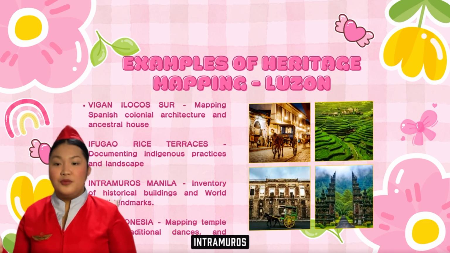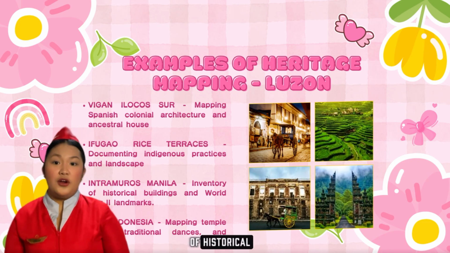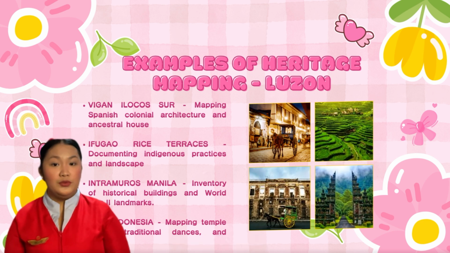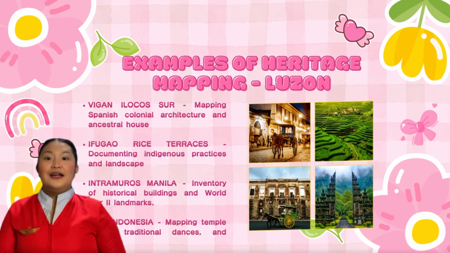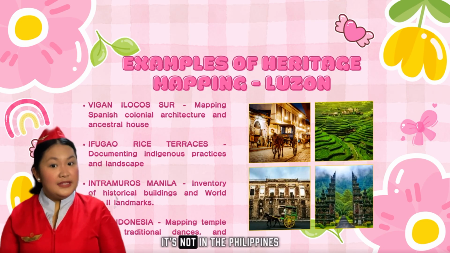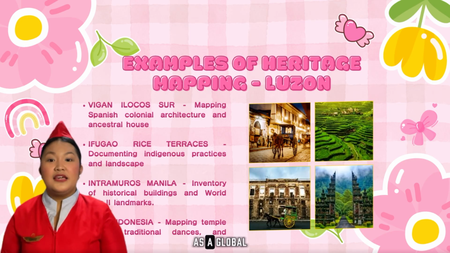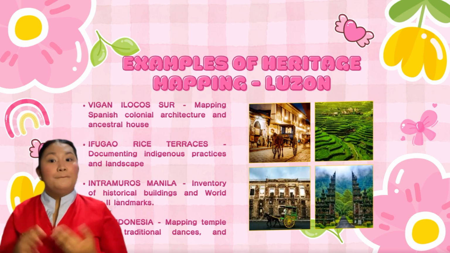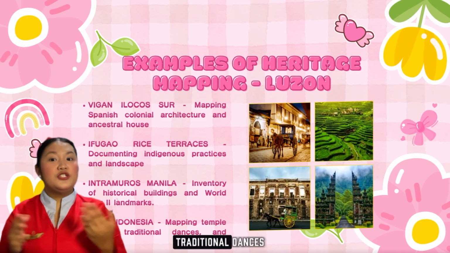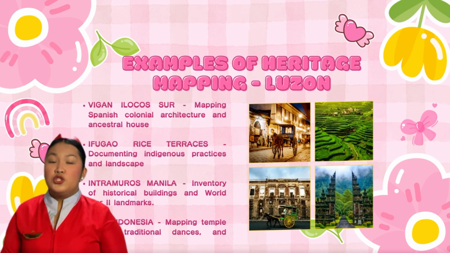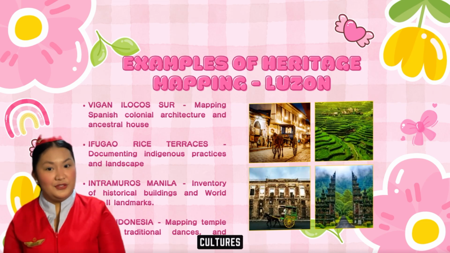Then we have Intramuros in Manila. It serves as an inventory of historical buildings and World War II landmarks, preserving our history and culture. Lastly, although it's not in the Philippines, Bali, Indonesia is included as a global example. Mapping here involves documenting temple rituals, traditional dances, and crafts, showing us how heritage mapping applies across different cultures.